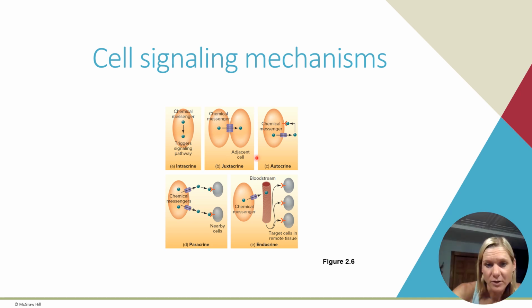With juxtacrine, it was the one next door. Maybe with paracrine, it's a few doors down. So again, here you can see the release of those chemical messengers, and they're going to have an effect on cells that are a couple doors down from them.